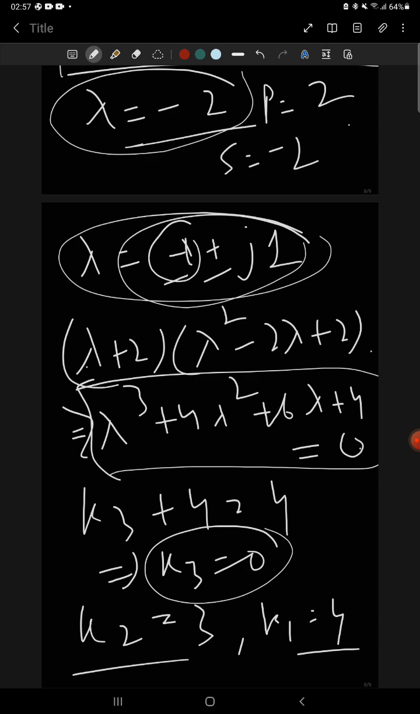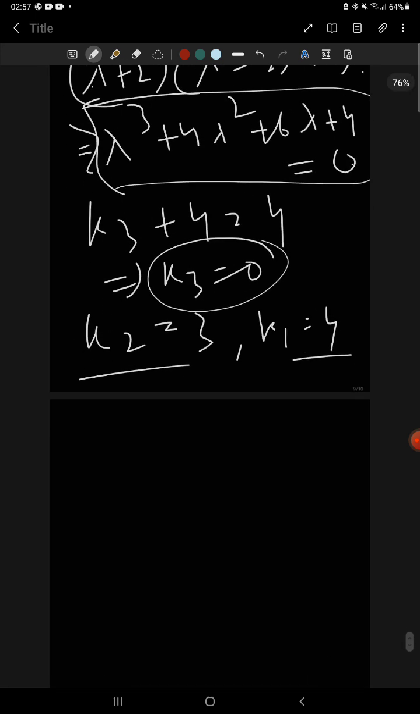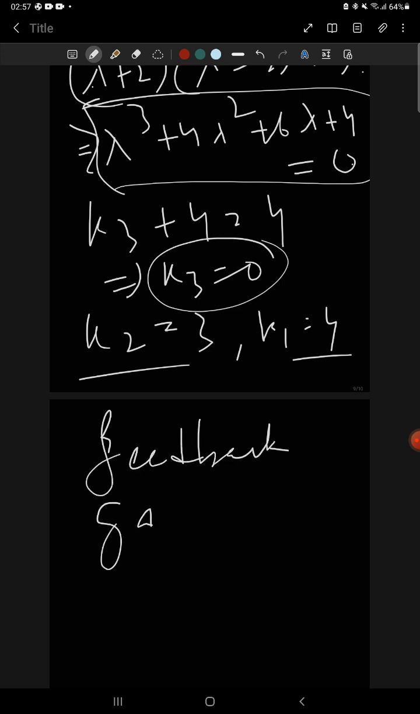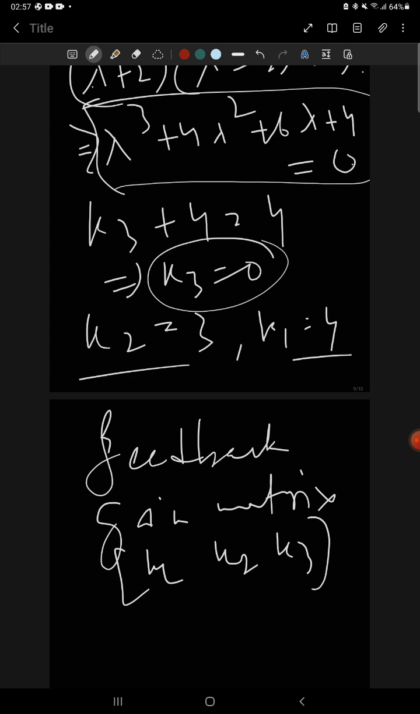So now I have the state feedback gain matrix, right? This is the feedback gain matrix. So it looks like this: K1, K2 and K3. So this is 4, 3, 0. Okay, so I hope you understood how to solve such problems. Thank you.